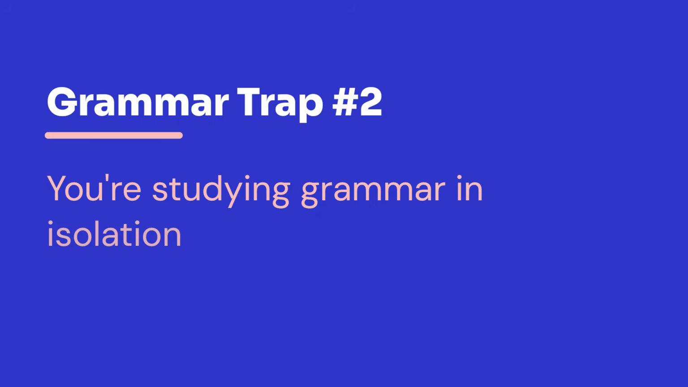Now, let's talk about trap number 2. Trap 2. You're studying grammar in isolation, disconnected from meaning, disconnected from real language, disconnected from you. Here is what grammar in isolation looks like. You open a grammar book, there's a chapter on the past perfect. You read the explanation. You look at the example sentences. Sentences about people you've never met, situations you've never been in, ideas that have nothing to do with your life.